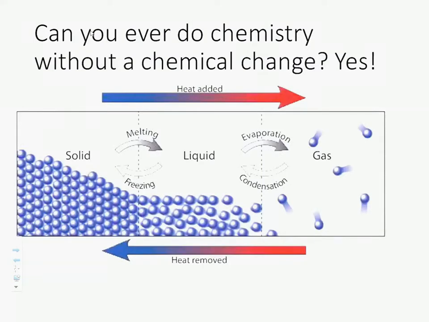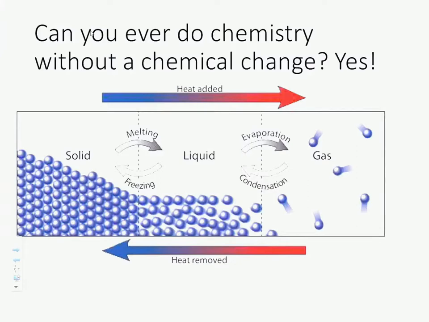All right, so then could you ever do chemistry without a chemical change? Definitely. What you see here is an example of a solid going to a liquid, going to a gas. Notice in the solid phase, the molecules are really close together. Then as they melt, they turn into a liquid, so they start to be a little further apart. Then as the liquid evaporates further, it turns into the gas phase, and now they have lots of kinetic energy, lots of motion, and there's a lot of space between them.